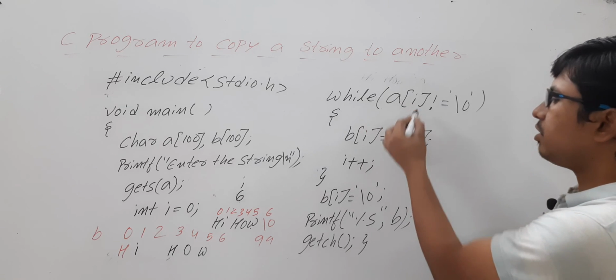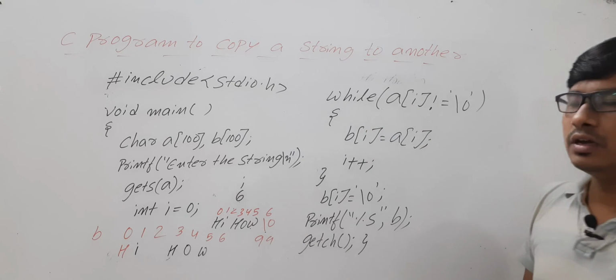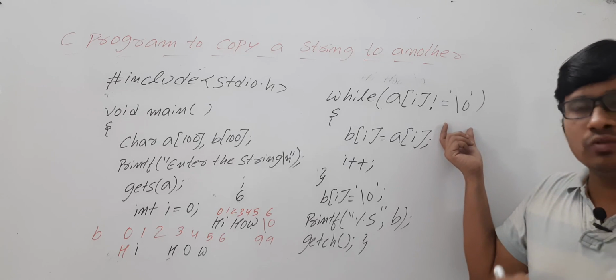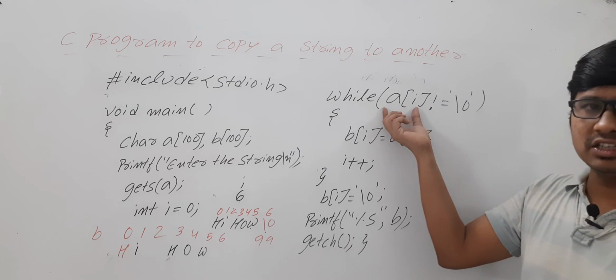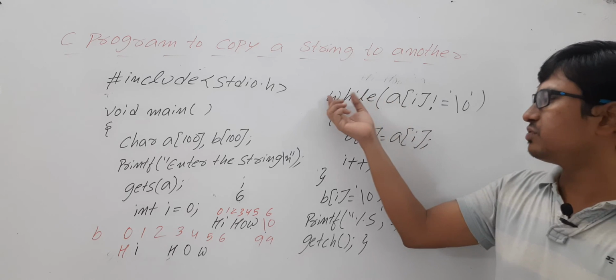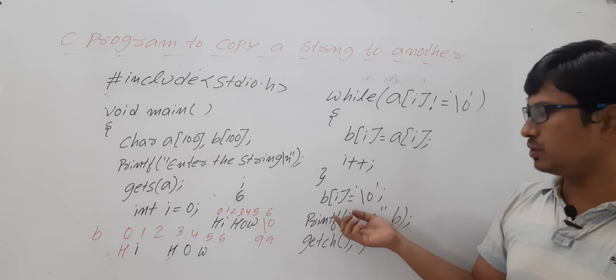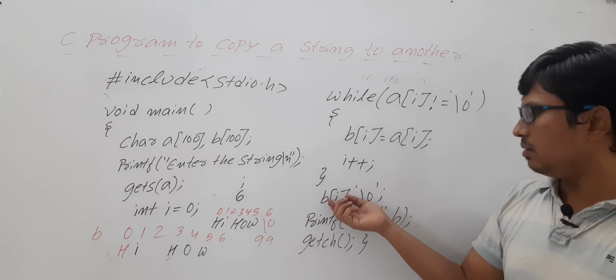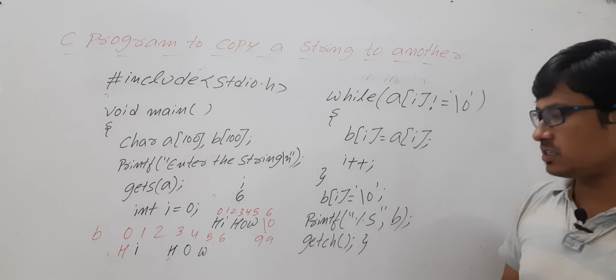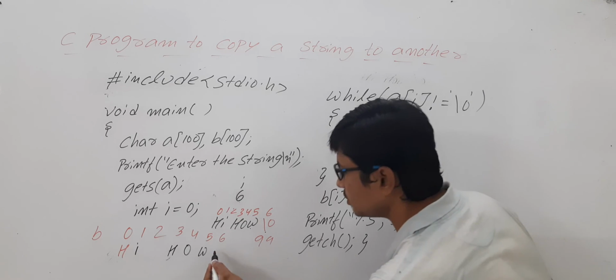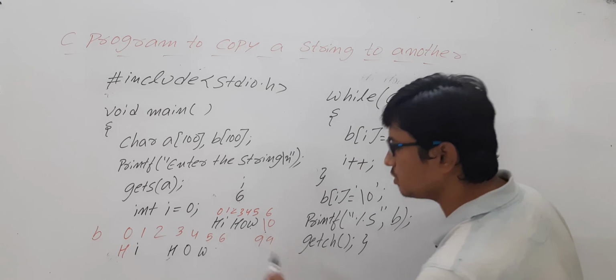Now look at A of 6, which is backslash 0. Whether backslash 0 is not equal to backslash 0? No, backslash 0 is equal to backslash 0. So this condition will be failed. If this condition is failed, it will come out from the while loop. Then this statement will be executed. Look at what is this statement. B of I is equal to backslash 0, because each string should end with a backslash 0. So you should get a backslash 0 here.